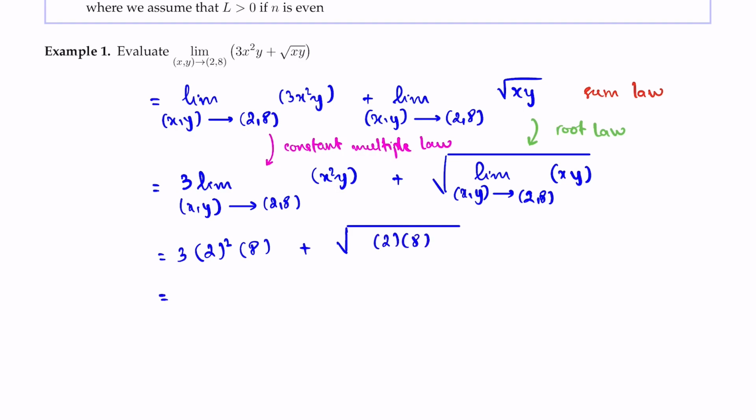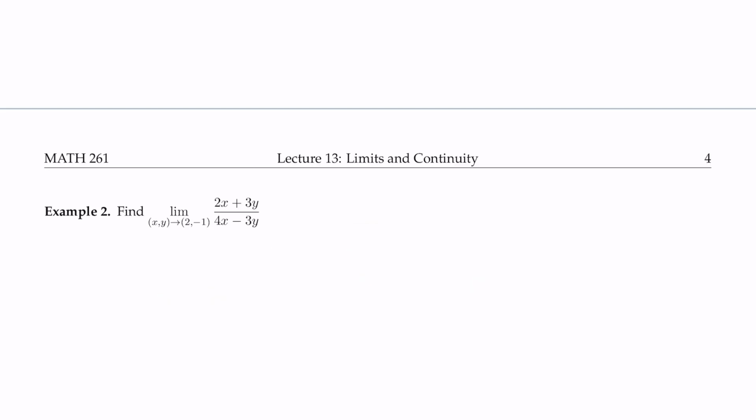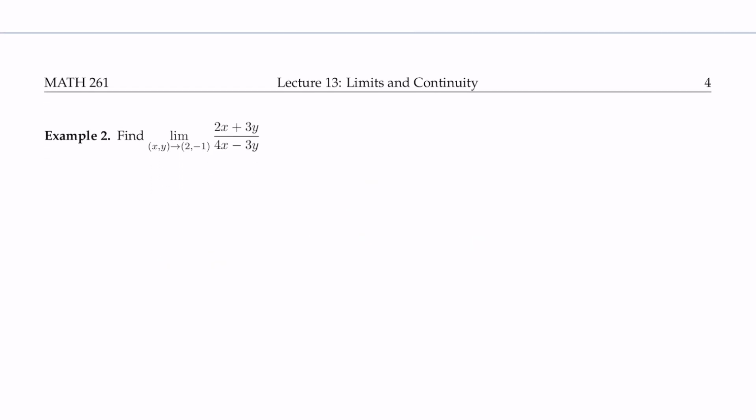If you do the calculations correctly, the first term we're going to obtain 96 plus square root of 16. So this is 96 plus 4. This is equal to 100. So the limit of this function as (x, y) approaches (2, 8) is going to be equal to 100.